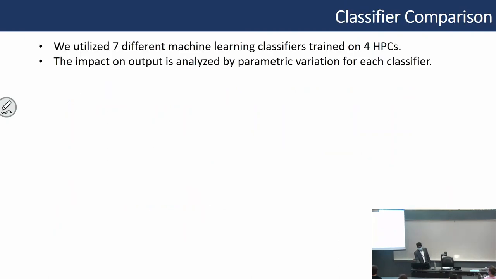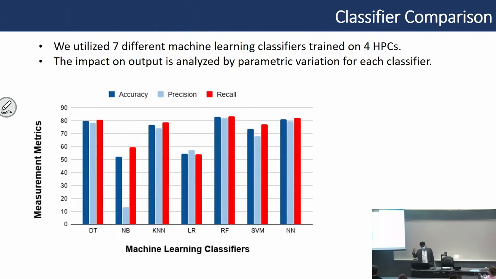For the classifier comparison, we used 7 different machine learning classifiers. And we varied the parameters of each machine learning classifier and tried to see which is best. So these are the machine learning classifiers we used.